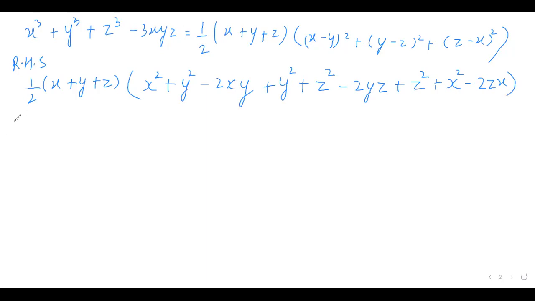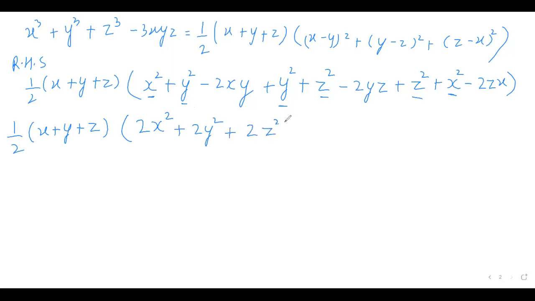Okay. So now I am doing the simplification of the second bracket. So you can see there are x square plus x square. So that is making 2x square. Similarly, there are 2y square. So that is making 2y square. There are 2z square. And the remaining terms are minus 2xy minus 2yz minus 2zx.